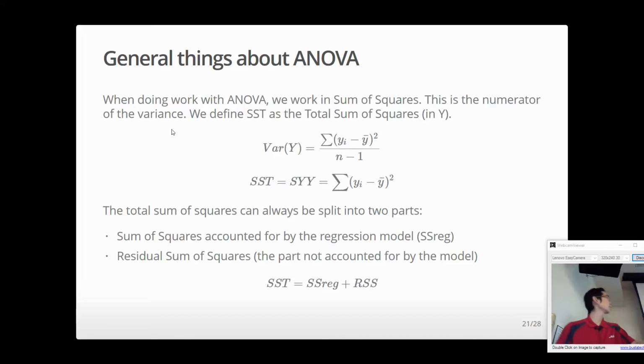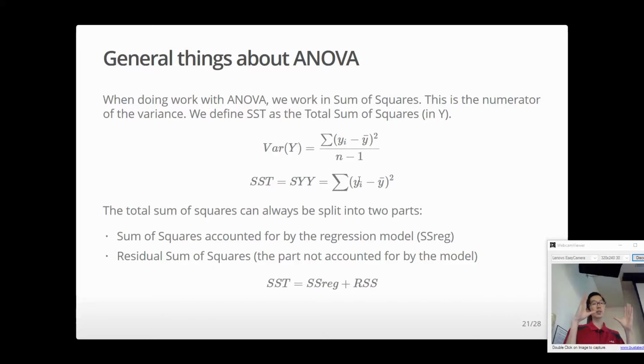When we're working with ANOVA, we work in sums of squares. If you think of the variance, the sum of squares is just the numerator in the variance. So the total sum of squares, SST, is the sum of the differences between each value of y and the mean of y, squared. We do this for all of our data points, and this gives us our total sum of squares.